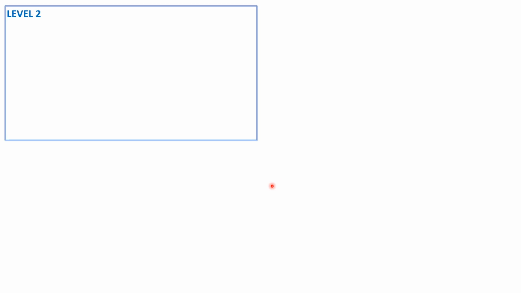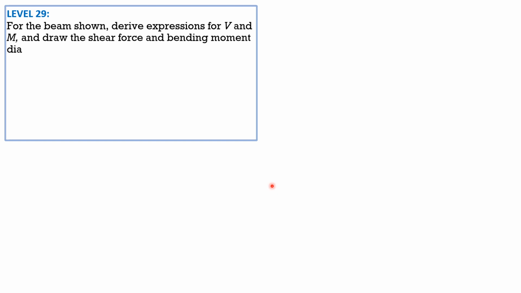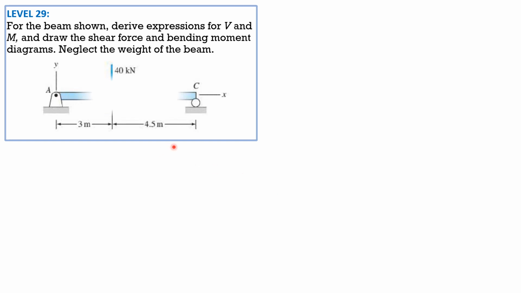So let's have the next problem. Problem 29: for the beam shown, derive expressions for shear and moment and draw the shear force and bending moment diagrams. Neglect the weight of the beam. So here is the given figure.